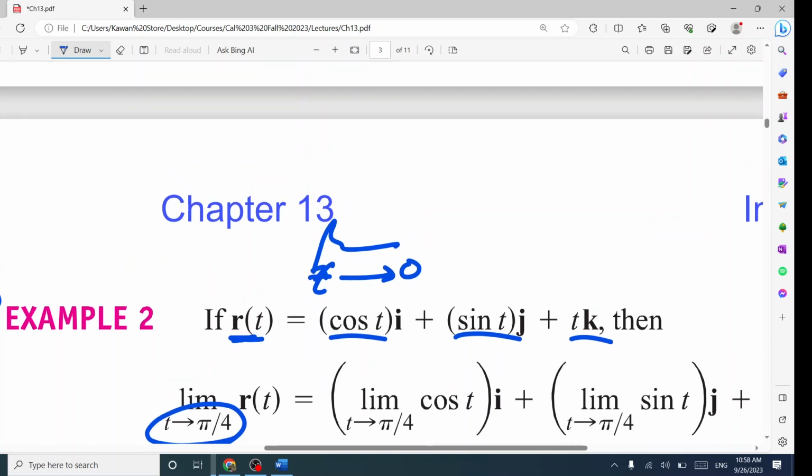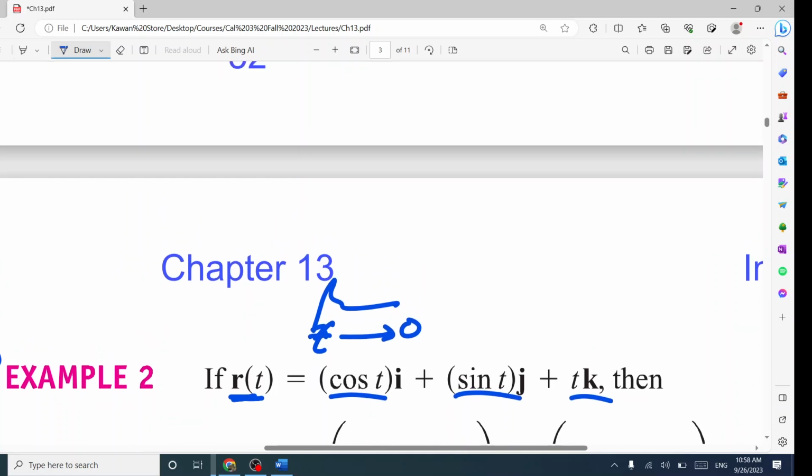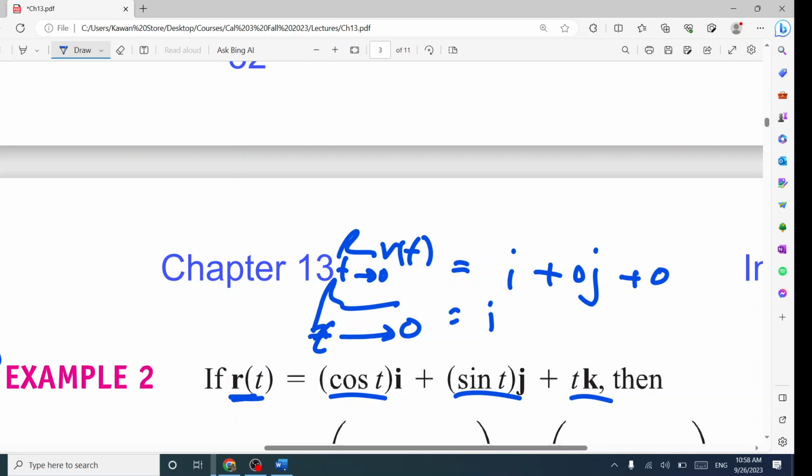Let t be 0. So you know, cosine of 0 is what? 1. So I write the limit of r(t) when t approaches 0 is 1 i, plus sine of 0, which is 0, so 0 j, plus t is 0, clear, 0. So I got what? Only i. Clear, dears? Can you do like that? I'm not going to bring a difficult limit, but you know how to deal with it.